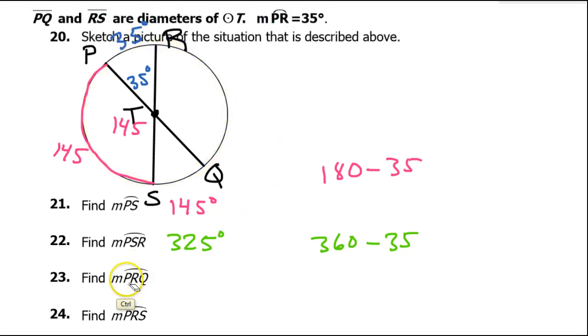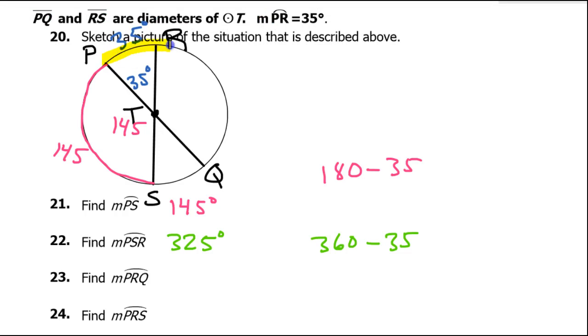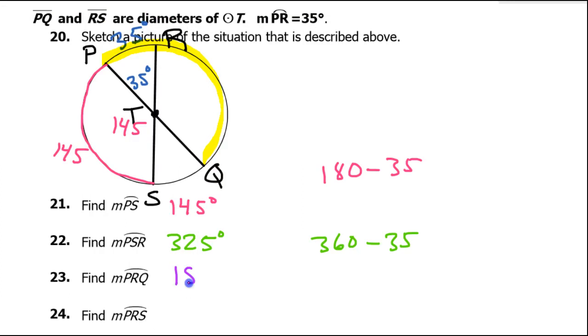Okay, how about arc PRQ? PRQ is this. Wait a minute, PRQ is a semicircle. So I don't have to really think about that one. That's going to be 180 degrees. It's obviously a semicircle.